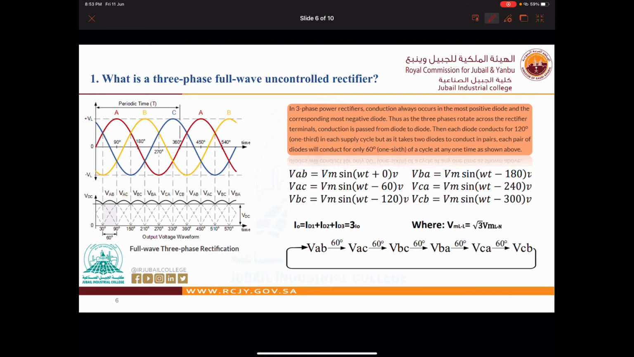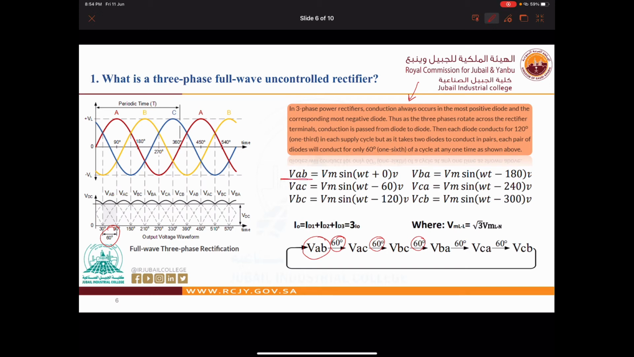Now let us come here, shabab. Please read this paragraph in order to understand very well the 3-phase full wave uncontrolled rectifier. Now we can conclude something: between the line voltages, we have 60 degrees between them. So each 2 diodes should conduct for 60 degrees. Can you see we have 60 degrees for each 2 diodes.